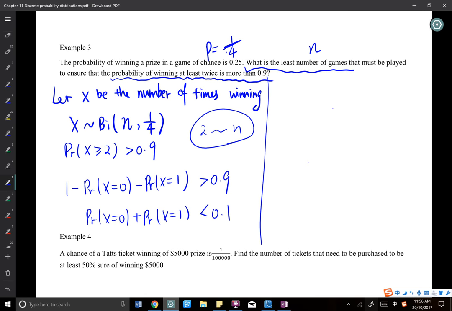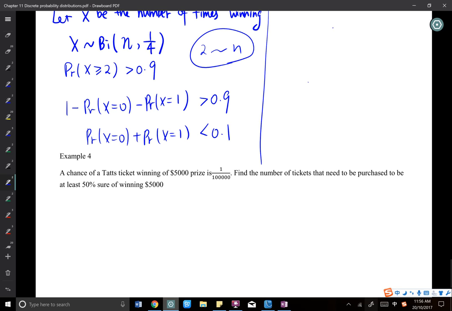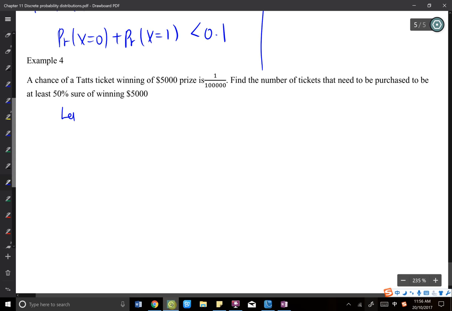I'm not going to show you example 4 because it's pretty much the same as the previous one. I still like the previous one better. So you can have a try at example 4. I'll give you a hint. The hint will be, let x be the number of tickets that wins the prize.